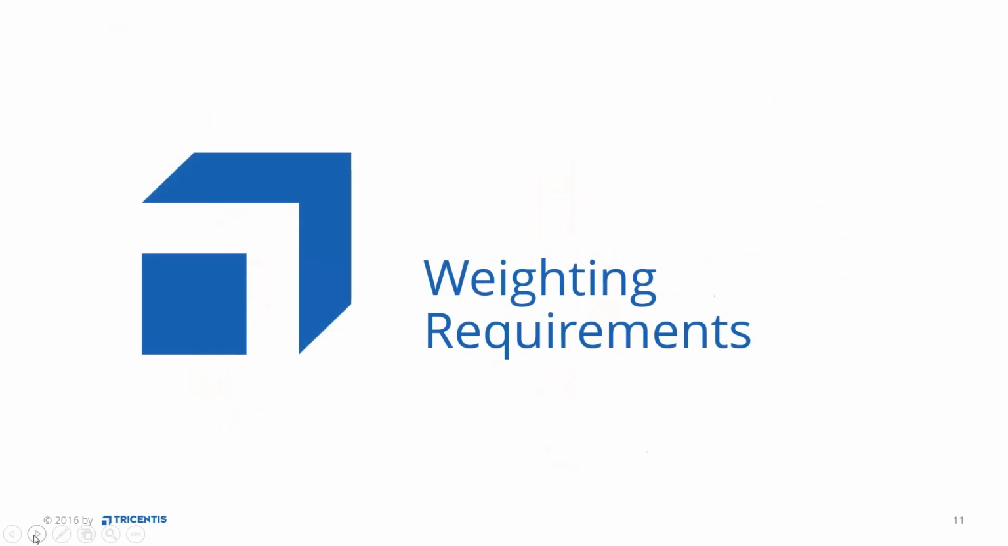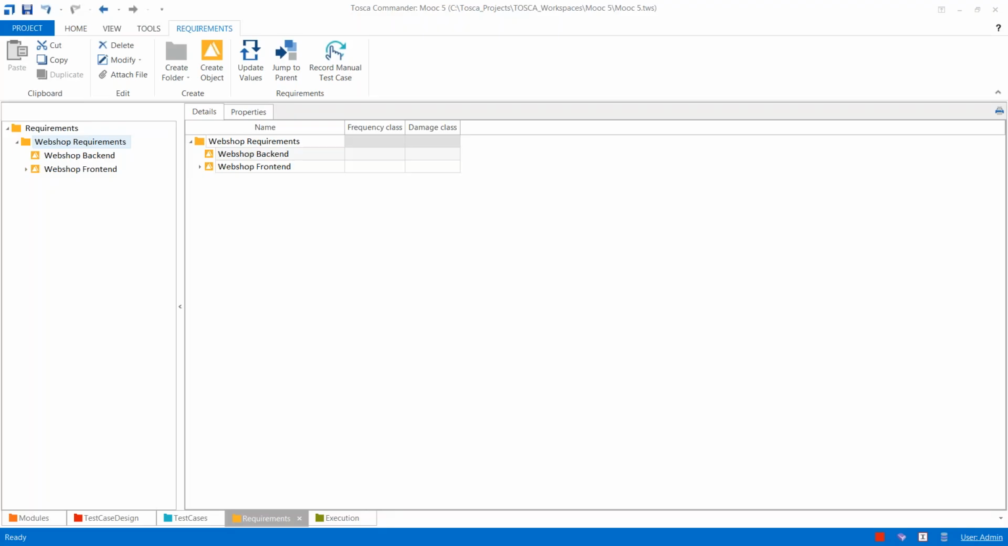Okay, so now we're going to cover weighting requirements, and in order to do this, I'm going to just jump right into Tosca. I think that's probably the most efficient way to do this. All right. So here you can see I'm in Tosca 10.0. So if you're using an older version, this might look a little bit graphically different, but the sections, at least the requirements section, should function primarily the same.